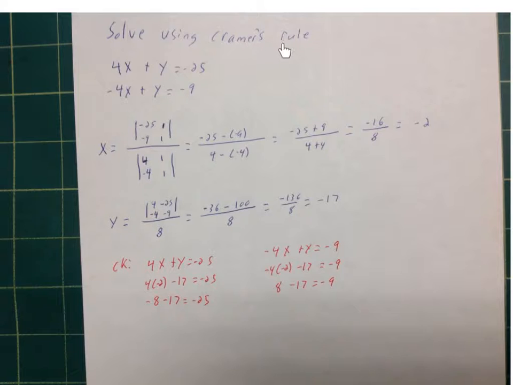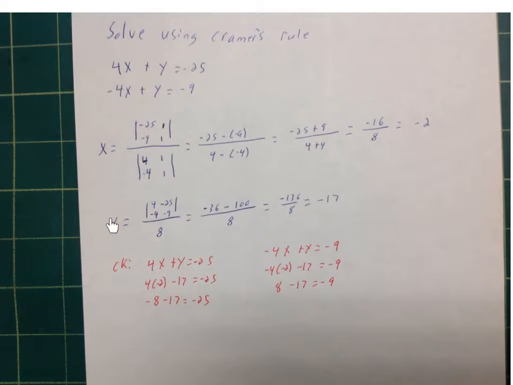You want to solve this using Cramer's rule. So you're given a system of equations. There's many ways to solve it. Cramer's rule is just a nice method for doing it. The first equation is 4x plus y equals negative 25. The second equation is negative 4x plus y equals negative 9.